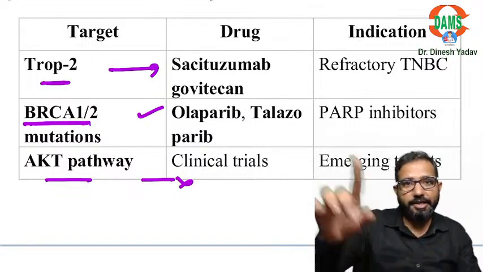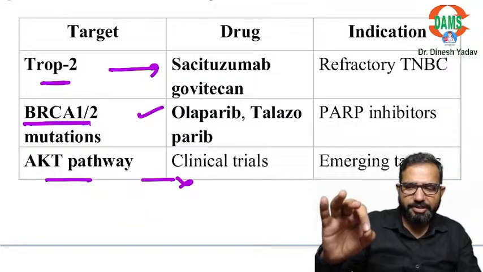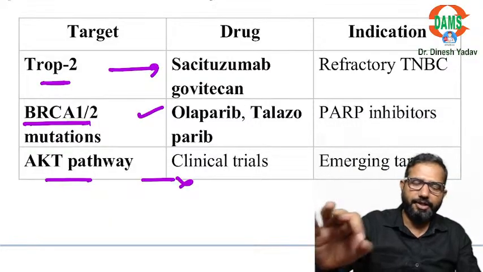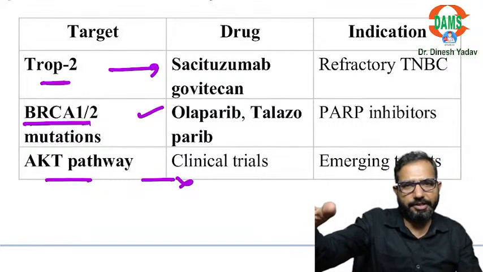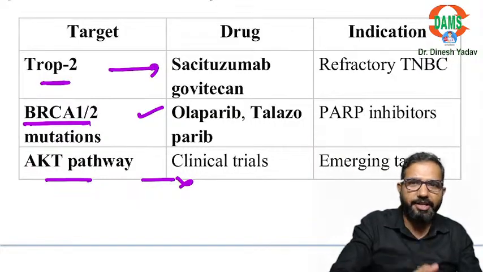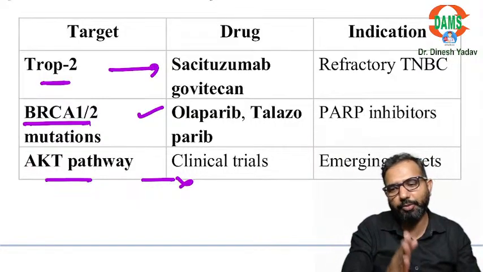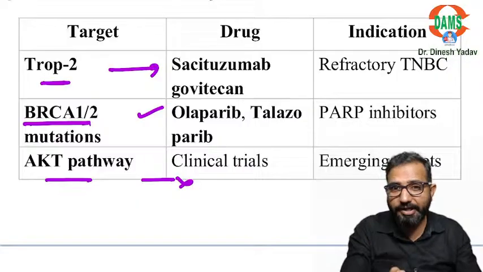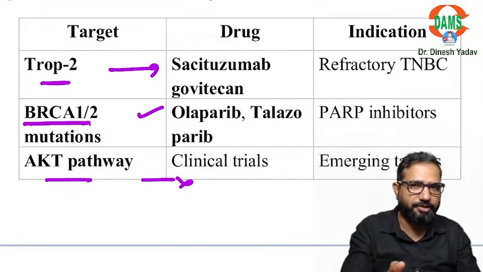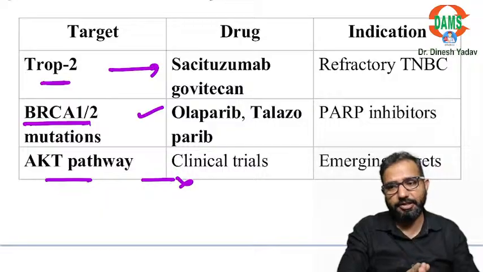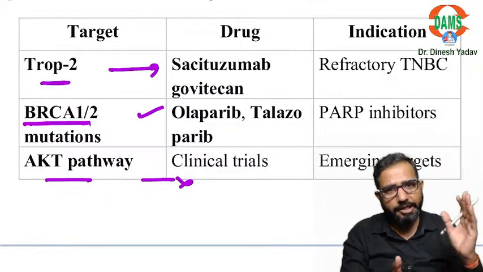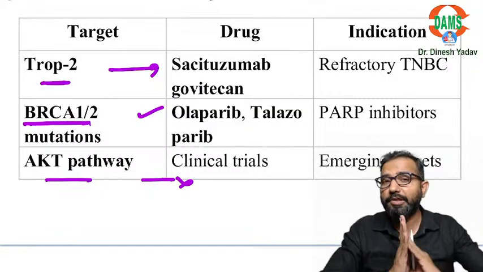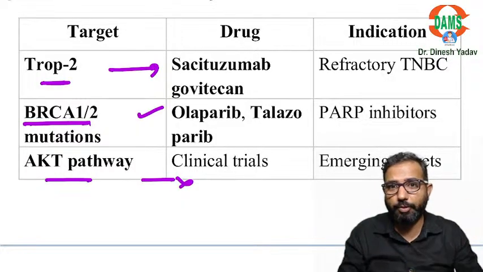See, BRCA has been asked. Regarding breast cancer, they are commonly asking questions. They have asked all the drugs from breast cancer treatment. The only drug remaining is the TROP2 inhibitor. That's why I am saying for NEET PG this is very important. In every exam they have asked questions on drugs from breast cancer. They have asked about BRCA1, they have asked about the ciclibs, they have asked about all the drugs, but they have not asked about sacituzumab.